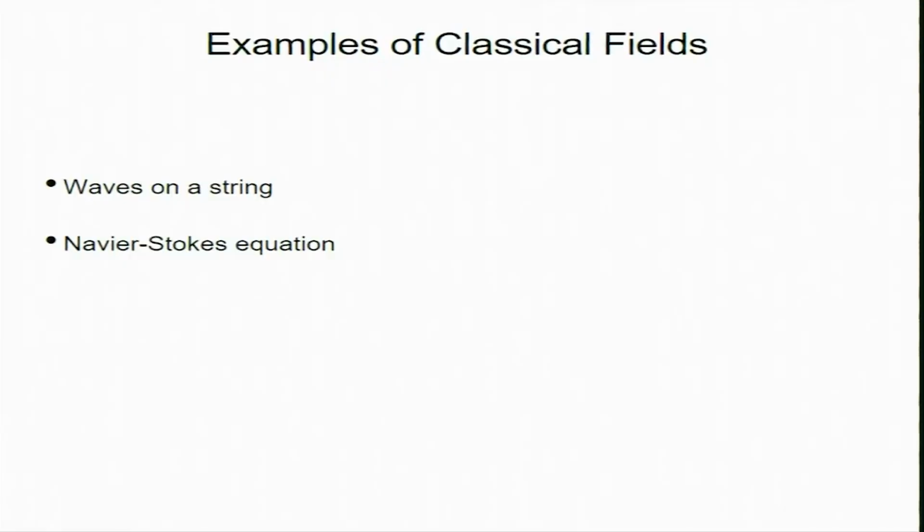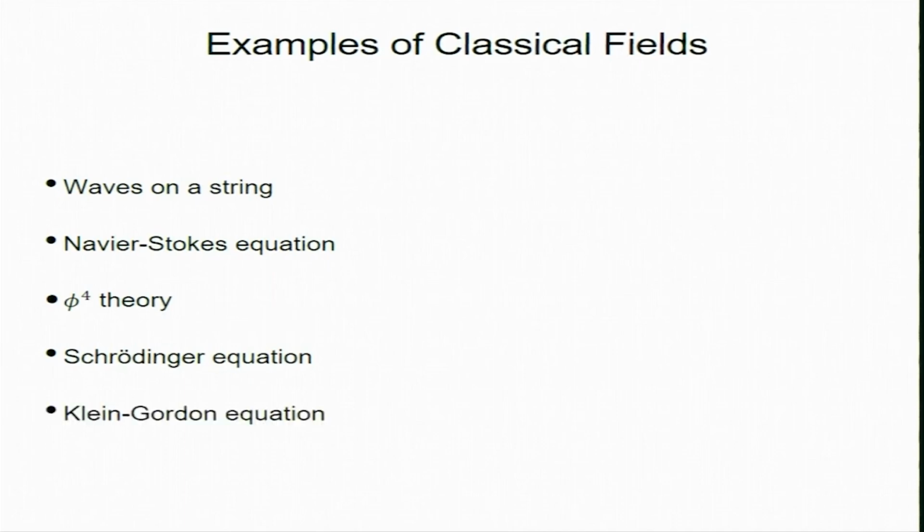The Navier-Stokes equation, it is nonlinear, but we will do it later. A phi-4 theory, which I am going to tell you what it is. The Schrodinger equation, which all of you know, a classical thing, and the Klein-Gordon equation. So, these are some examples, some of which we will do in detail, some not in so much detail.